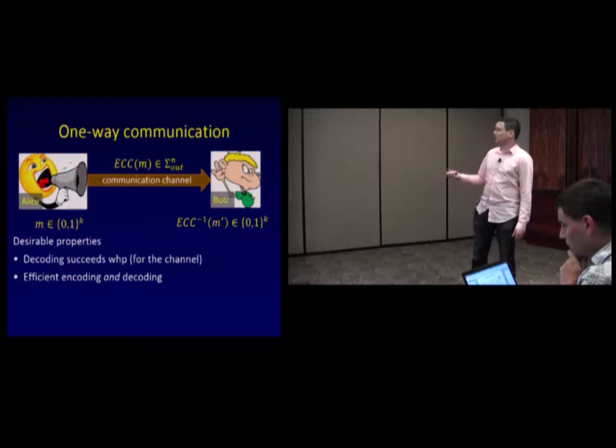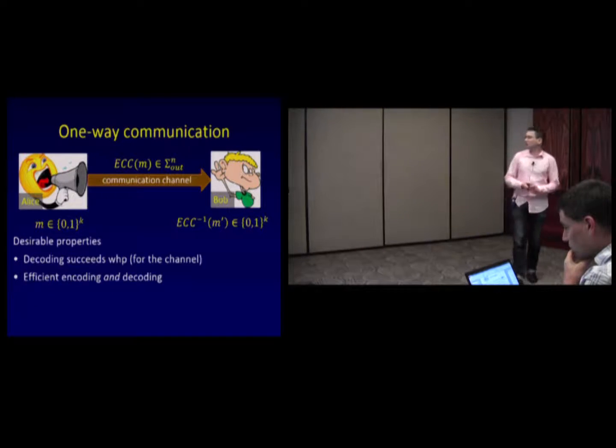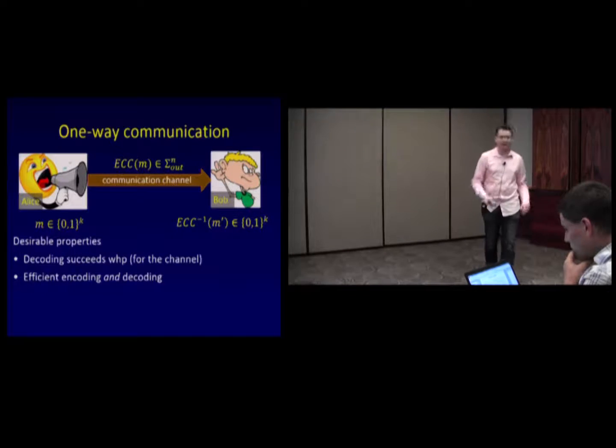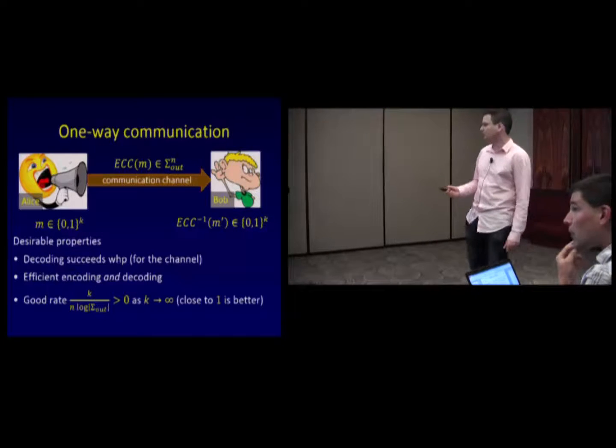So we want efficient encoding and decoding. So this function better be efficient, and this function better be efficient. Maybe at least on legal inputs, and maybe it should be allowed to fail if it gets a word that doesn't seem to correspond to anything.